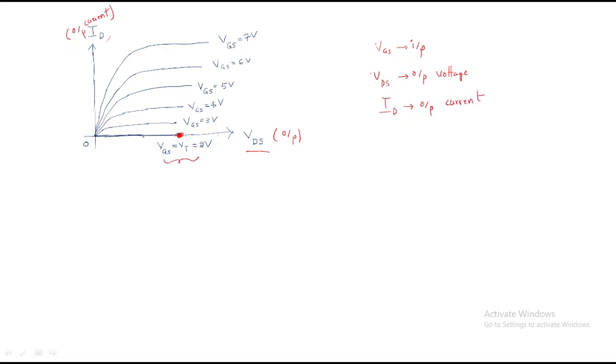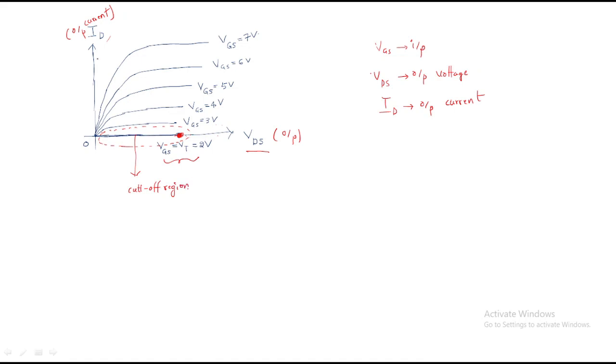So if you clearly observe here, at this region the current will be 0. So this is known as the cutoff region.